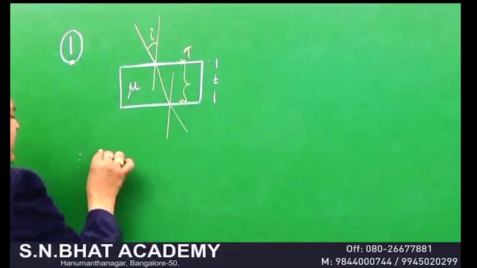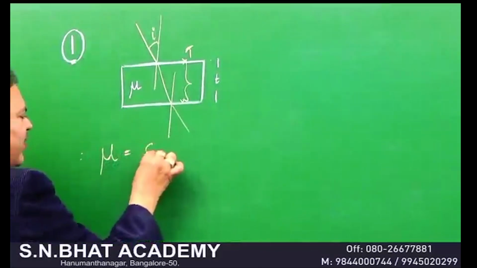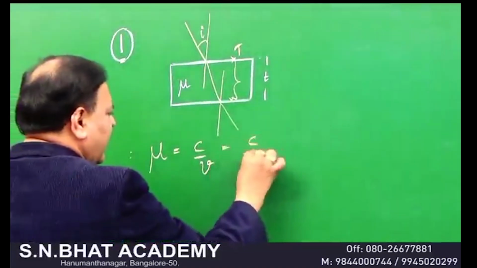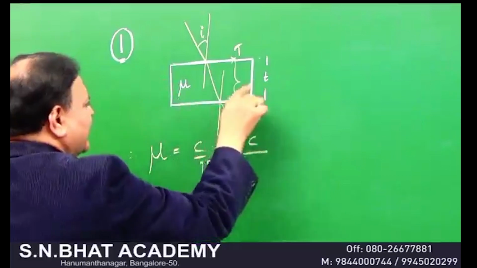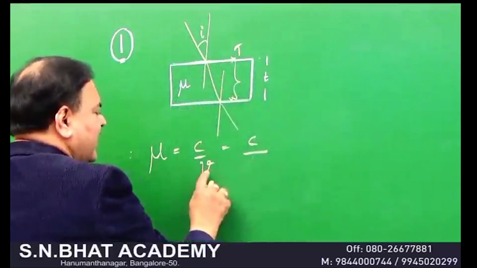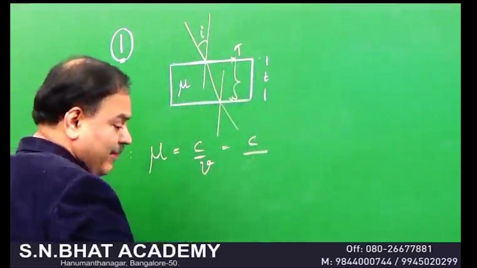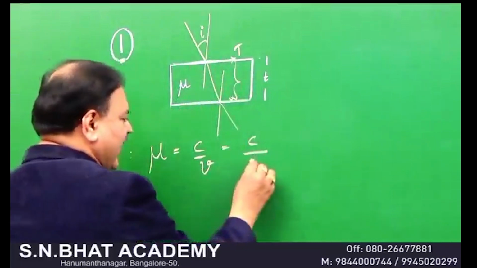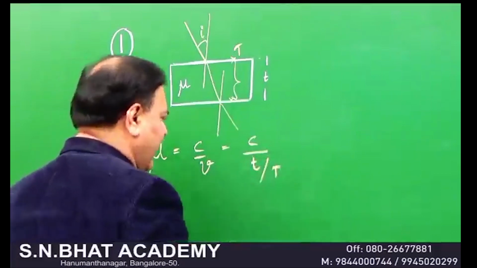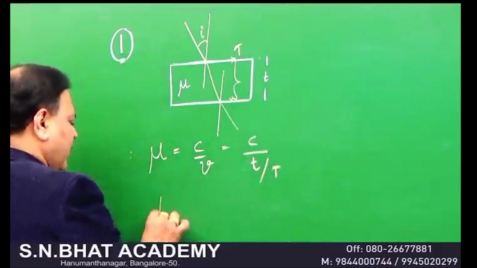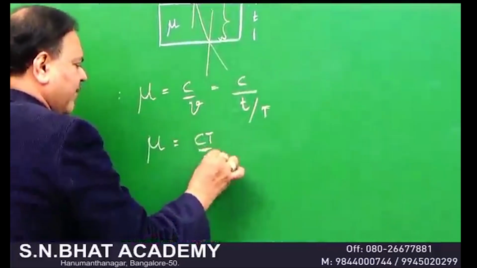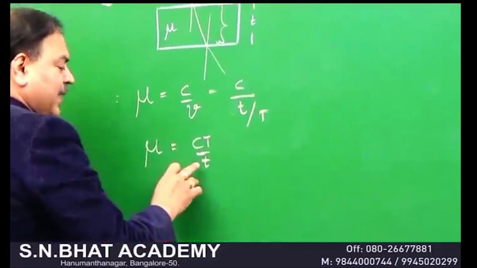Now, you know the basic definition of the refractive index. Your absolute refractive index is c by v, where v is the velocity in this medium. Velocity is equal to distance divided by time. Here the distance is t and the time is capital T. Therefore, your mu is equal to c into capital T by small t, where small t is the thickness.